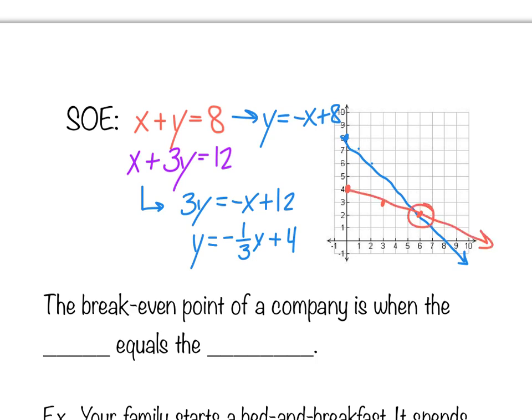So when it says how many extra points and field goals did he make, let's see, x was the extra points. So he made 6 extra points, and he made 2 field goals. So remember, the y-axis was the field goals. You can see he made 2 of them, and the x-axis was the extra points. He made 6 of those.